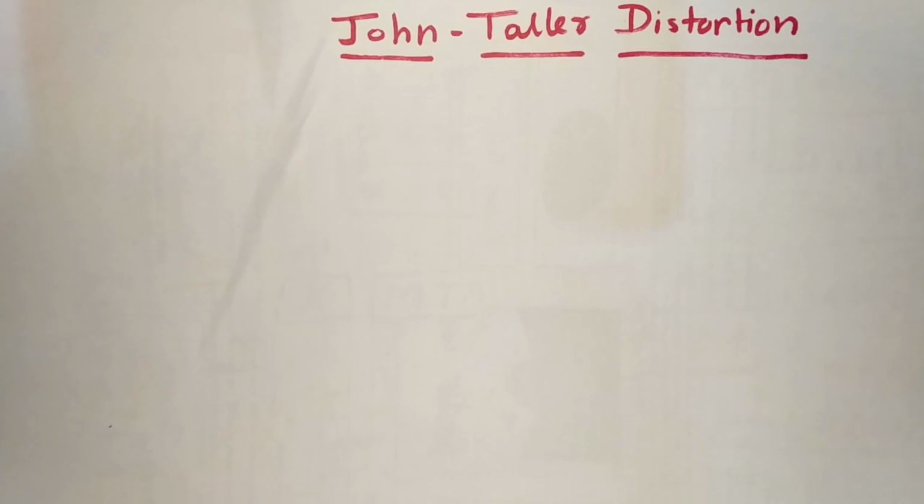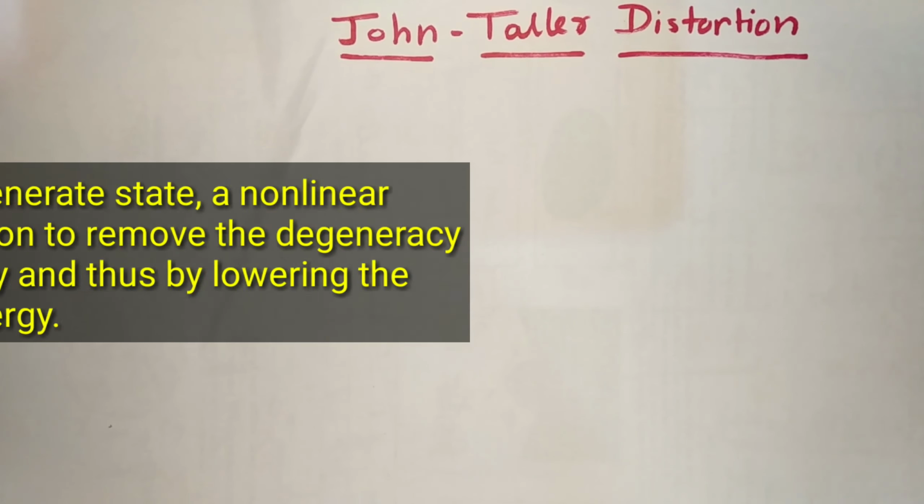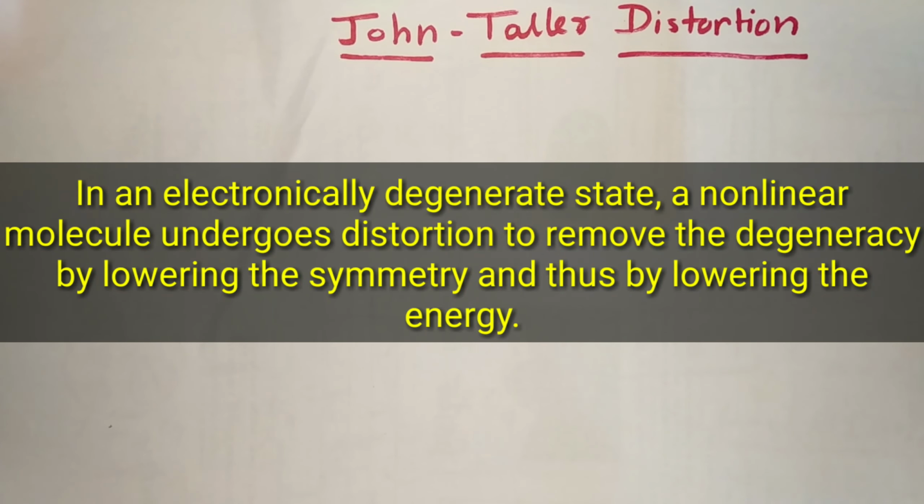So what is the statement? The statement is, in an electronically degenerate state, a nonlinear molecule undergoes distortion to remove the degeneracy by lowering the symmetry and finally by lowering the energy. Okay, so let's elaborate different points from this statement.